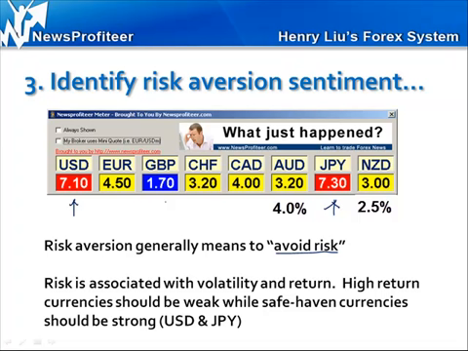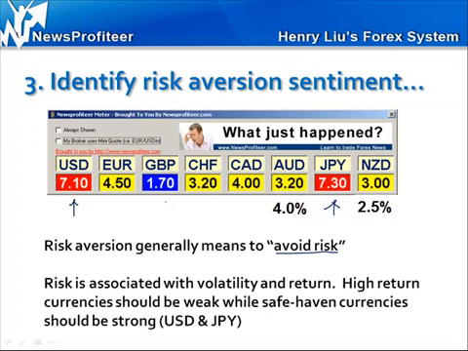Moving on, the fourth way of identifying is to identify a risk appetite sentiment. And risk appetite basically means demand for risk. And what is risk? Risk is basically associated with return. So when you have more volatile and more return, that's what you want. So it's basically a complete reversal. We're going to see a weaker Japanese yen, and maybe not as weak as the Japanese yen, but the dollar should also remain a little bit weaker.